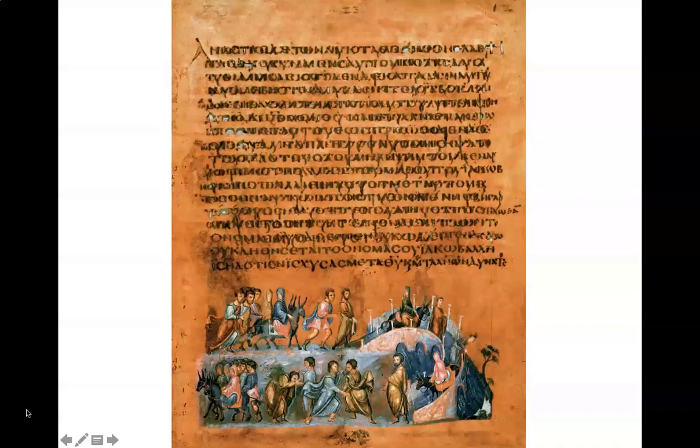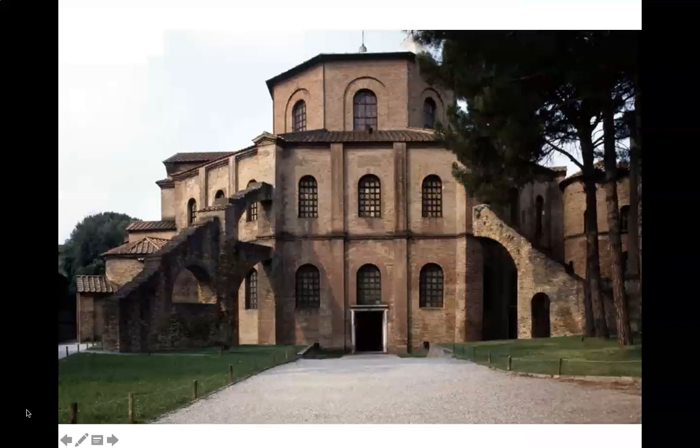And then here's another part of this. And yeah, so there you go. Now we're looking at San Vitale, which is a very famous church in Ravenna. And Ravenna is in northern Italy. And this was a church built by Justinian, and we'll hear about him a little bit more with Hagia Sophia.